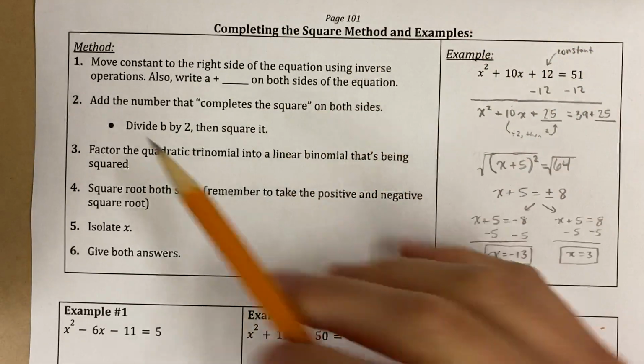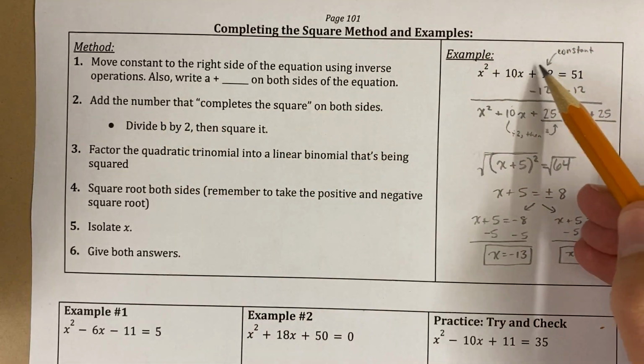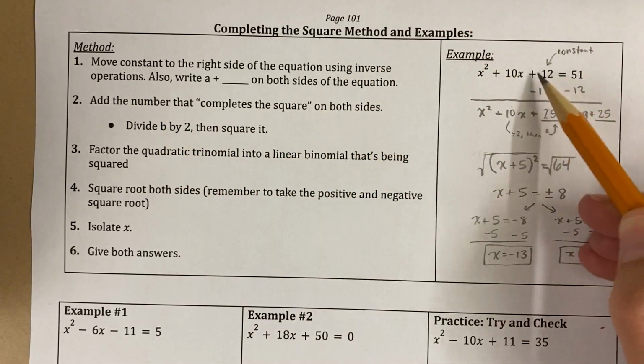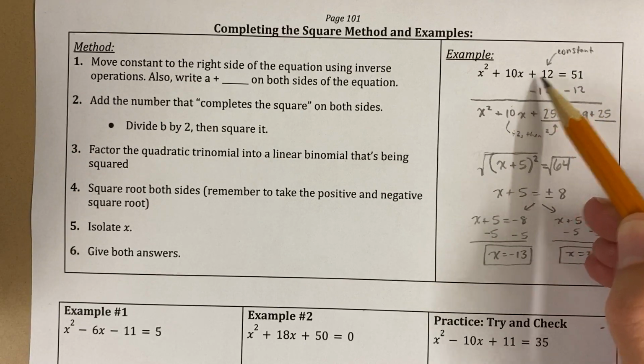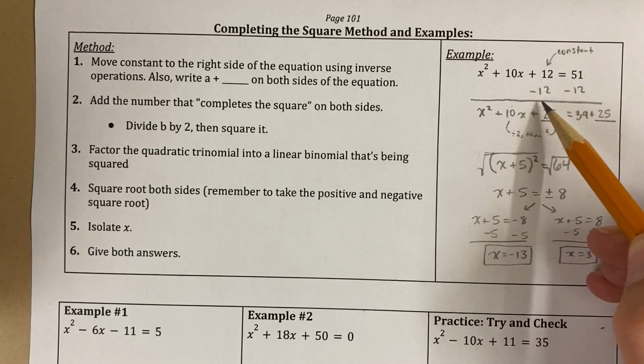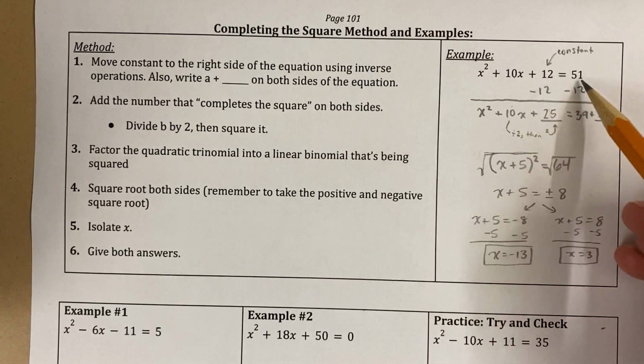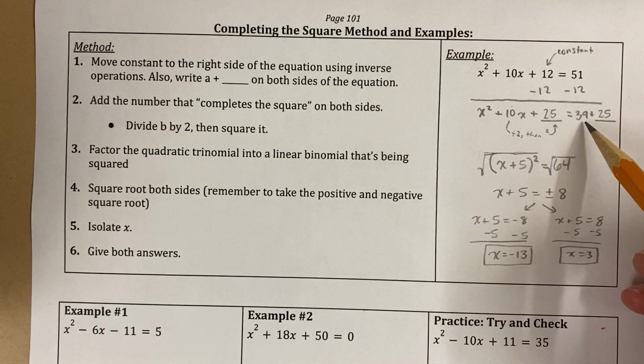Okay, so the method is here, right? So first what I do is I move the constant. So the constant is the number without the variable. I move it to the right side of the equation, just using inverse operations. In this case, it's positive, I'm subtracting. If it's negative, I would add. Okay, so I move that. You can see that, 51 minus 12, 39, it's right here.